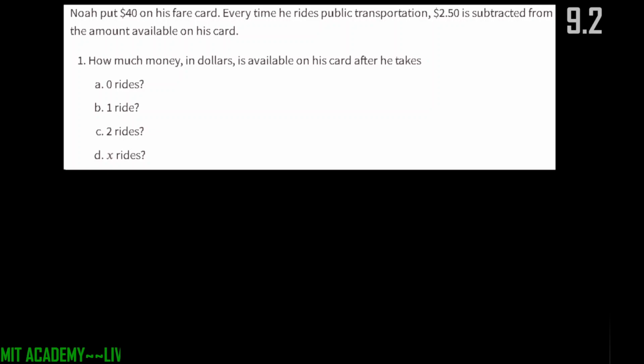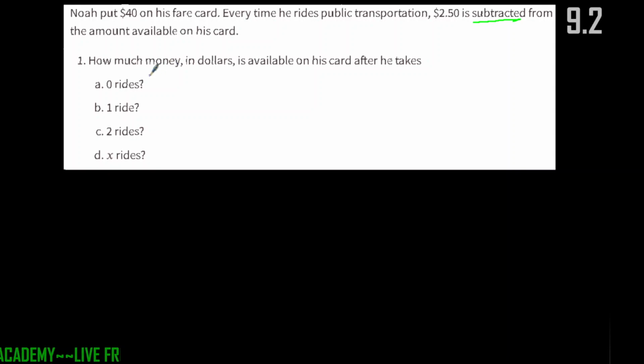All right, so now it says, different situation. It says Noah put $40 on his fare card. Every time he rides public transportation, $2.50 is subtracted from the amount available on his card. And so probably something to keep in mind is that phrase, subtracted. And so it says, how much money in dollars is available on his card after he takes, and then it has different situations. So how much does he start with?